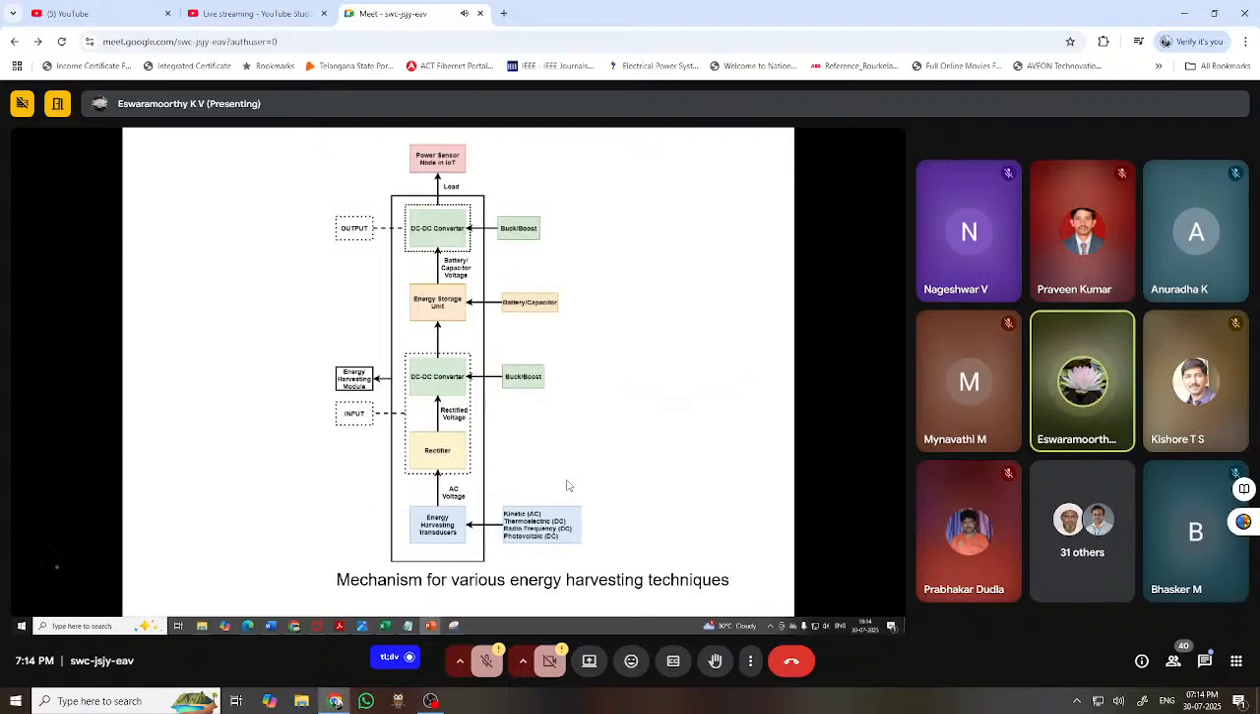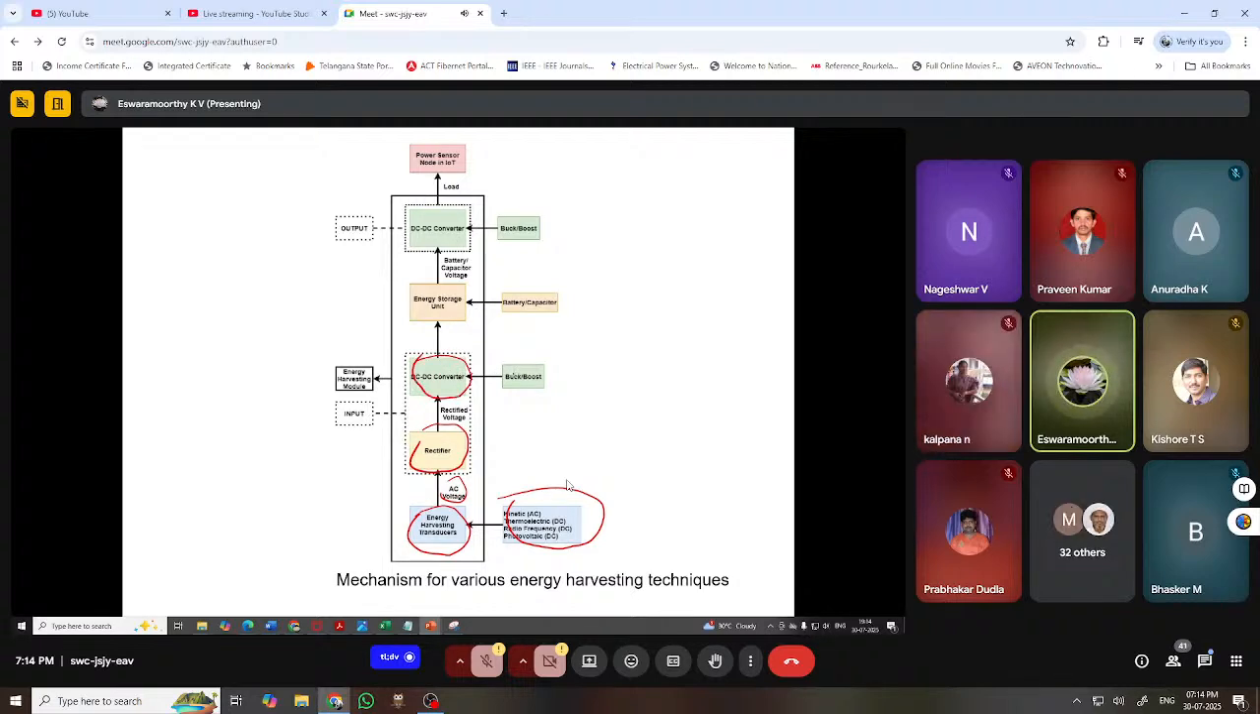And if you take the various energy harvester mechanisms, here kinetic is AC, thermoelectric and radio frequency are AC, and photovoltaic is DC. But after radio frequency, we need to do the rectification. We have an energy harvesting transducer. It is going to give AC voltage. Then we are going to rectify. Then again, we need to have a DC to DC converter.